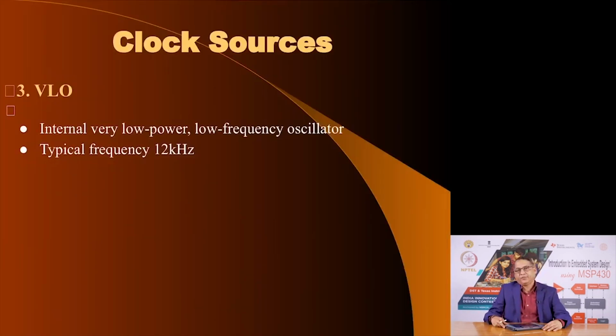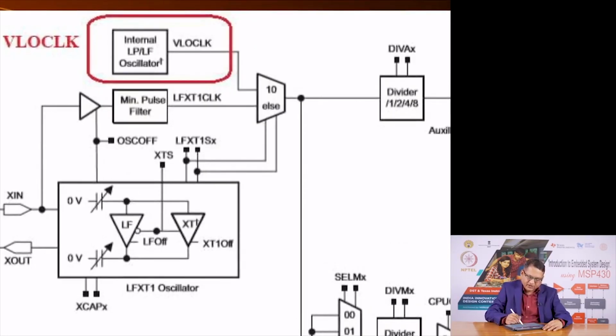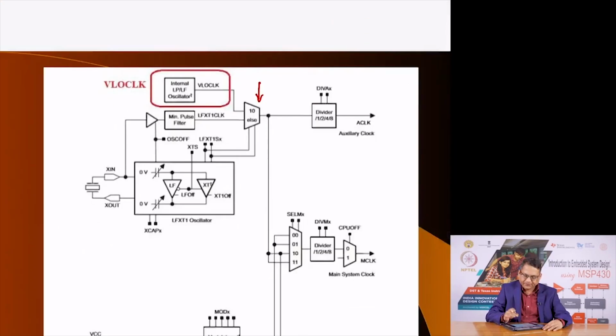The third source of clock is the very low frequency oscillator. It is also an internal RC based oscillator, and the typical frequency of operation is just a mere 12 kilohertz, and you can imagine that from 16 megahertz for the DCO down to 12 kilohertz here, you can really change the frequency of operation and therefore change the way the microcontroller performs functions and the amount of power that it consumes. Here is the clock source, and as you see it feeds a multiplexer here.